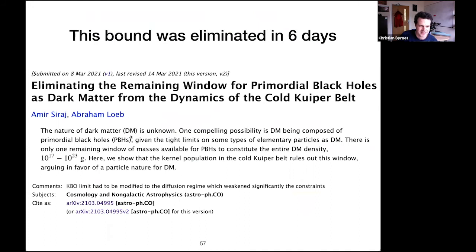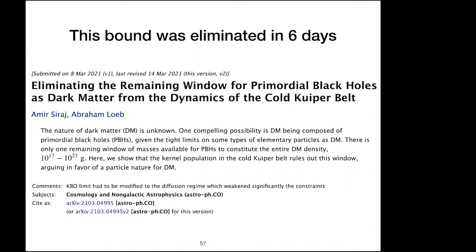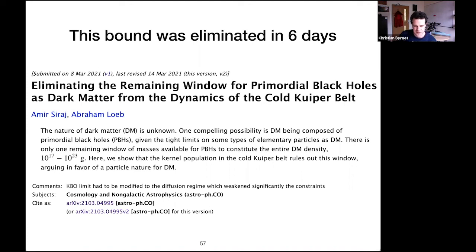And there was a very recent case that Siraj and Loeb, who's quite well known for his aliens idea, this was submitted on the 8th of March with this very strong title, Eliminating the Remaining Window for Primordial Black Holes as Dark Matter, using the idea that the Kuiper belt, which is somewhere outside the radius of Saturn, of very small asteroids would have been disrupted by primordial black holes. But 6 days later, on the 14th of March, they withdrew the paper saying the constraints weakened significantly.